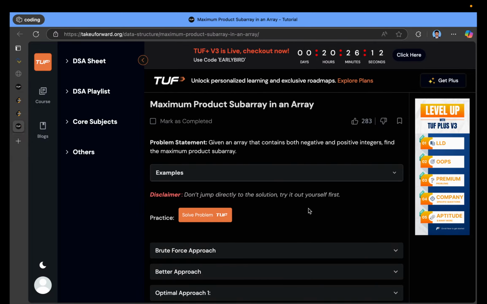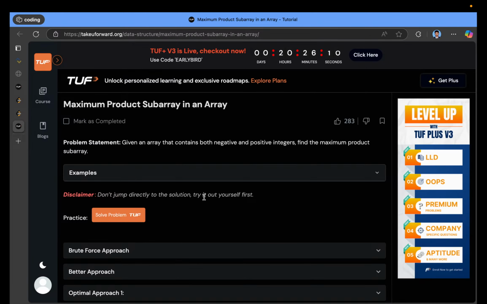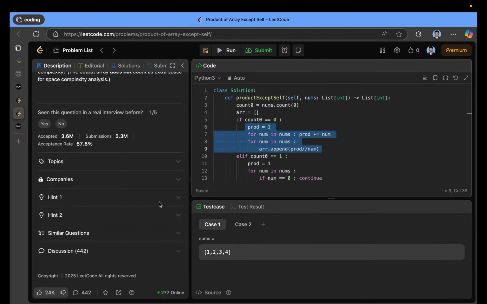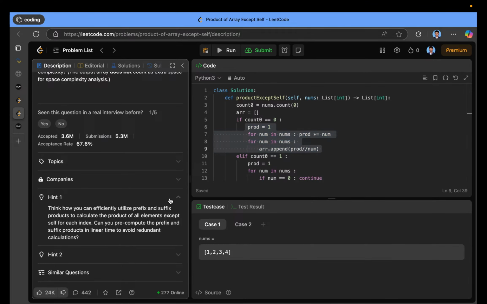Okay, examples. Don't jump directly to the solution. Try it out yourself first. I have already tried. Yeah, I can check the hints. Maybe with the hints I can follow. Think how you can effectively utilize prefix and suffix products to calculate the product of all elements except self for each index. Can you pre-compute the prefix and suffix products in linear time to avoid redundant calculations?